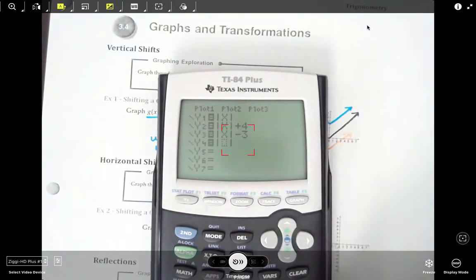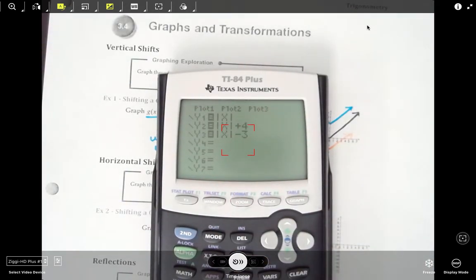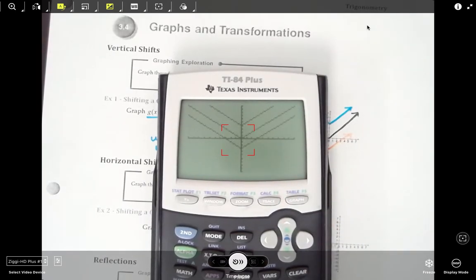And then I just graphed all of them. Absolute value of x, absolute value of x plus 4, and then the other one minus 3. If you graph them all, it will show you exactly the same thing as what I did. It'll make little chevrons, which is kind of cool.